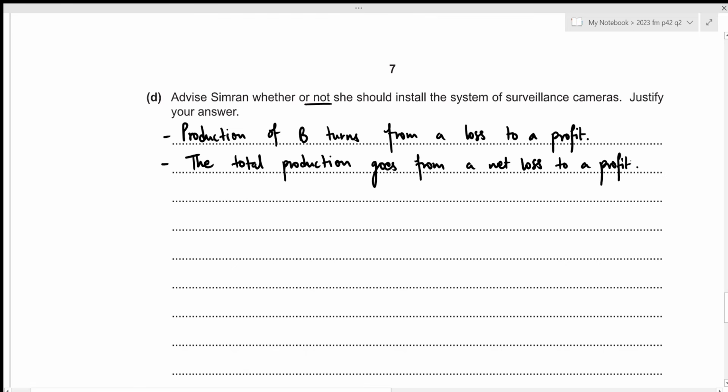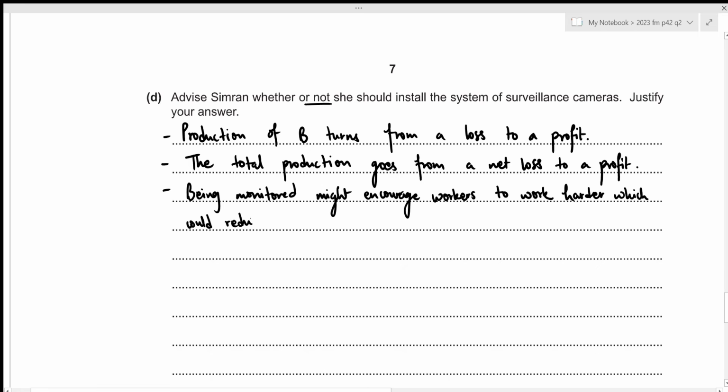Okay, and the next thing that we can include is that after being monitored, the workers might be encouraged to work harder, and that might reduce our direct labor cost. Let's write it down. Being monitored might encourage workers to work harder, which could reduce the direct labor cost.